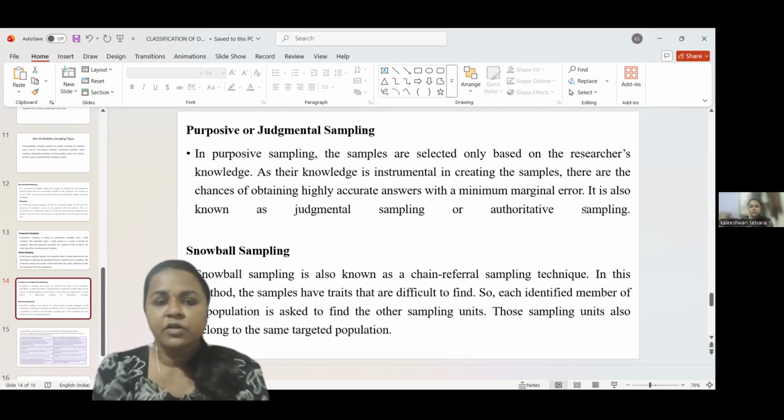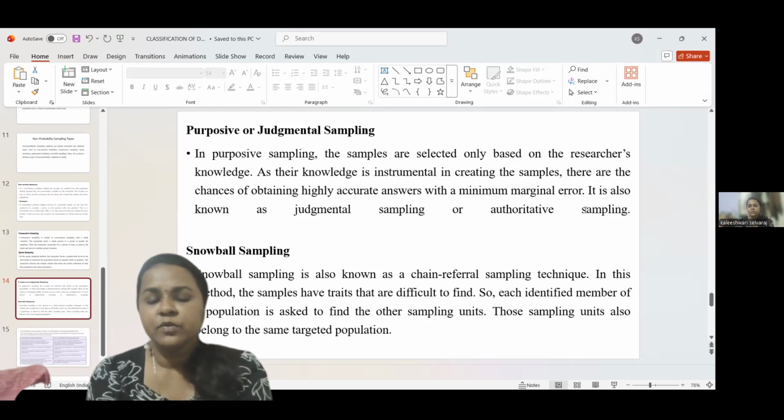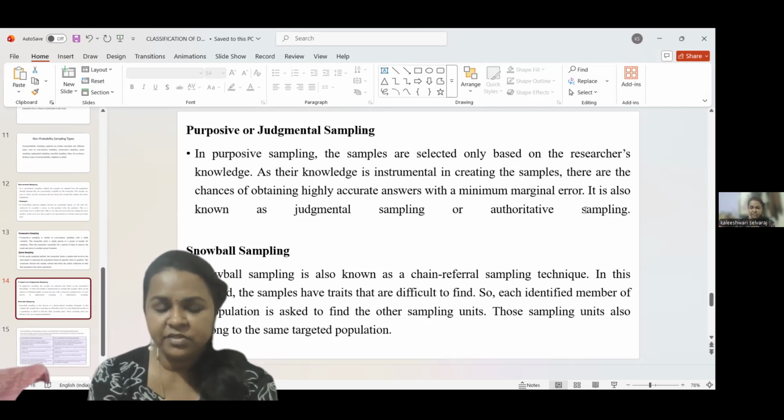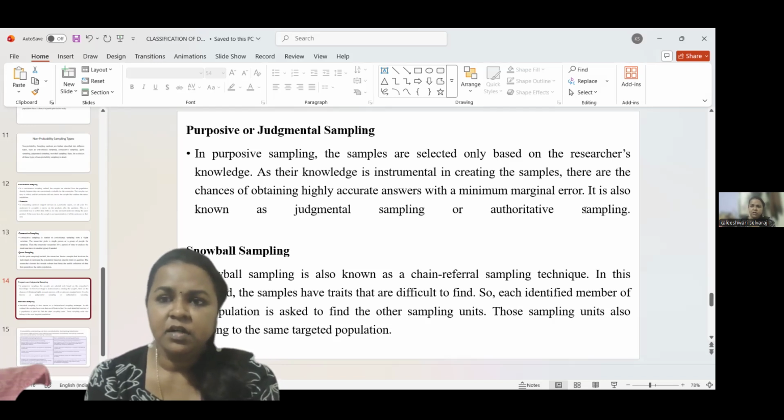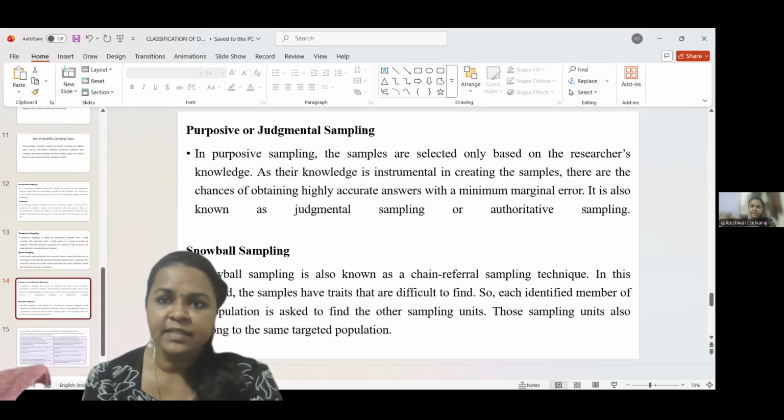Then comes the snowball technique. This is a method where the sample has traits that are difficult to find. Suppose you are a researcher conducting research studies on a particular set of group, like cancer patients or any vulnerable section like drug abuse or child trafficking persons. In that case you can't go and find the entire population, and that is highly sensitive also. So if you find one person, and through that person you connect to the next set of persons, then that is said to be the snowball technique of collecting the sample.